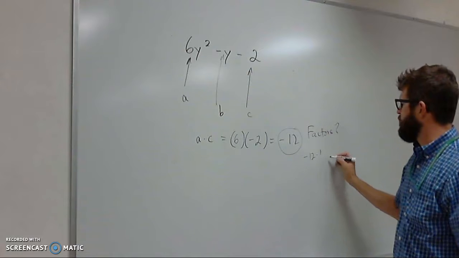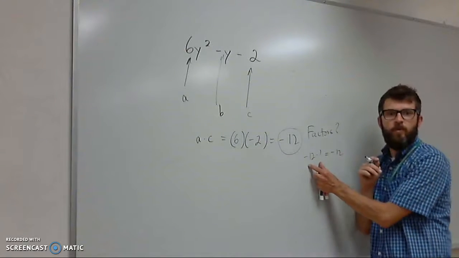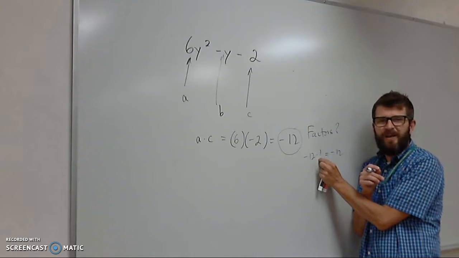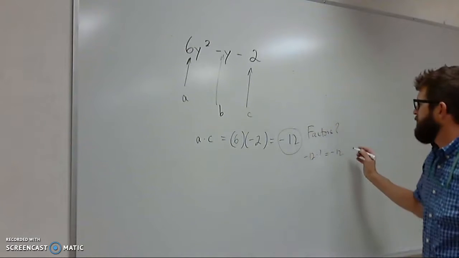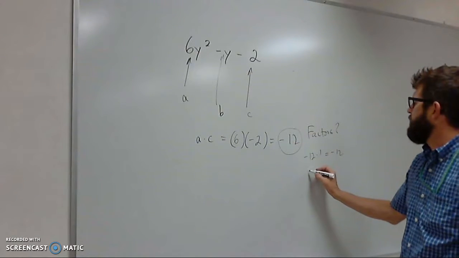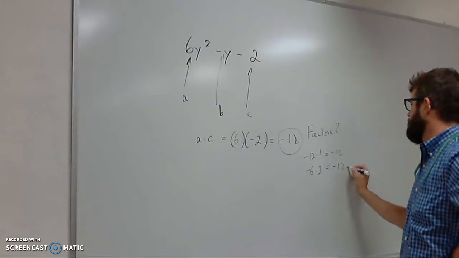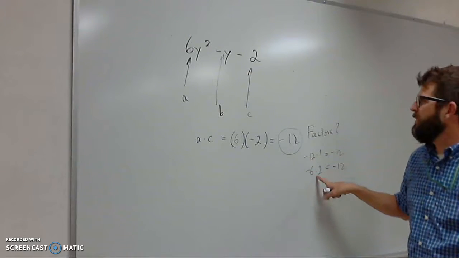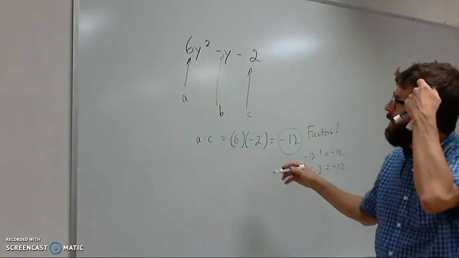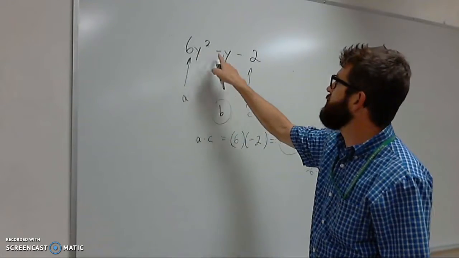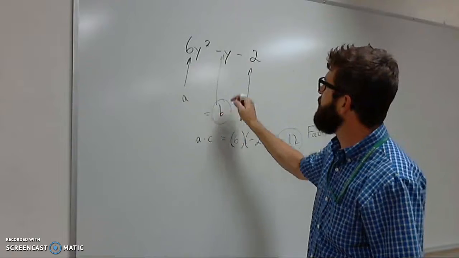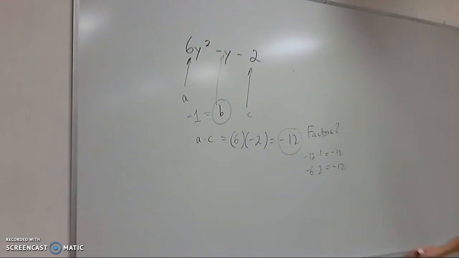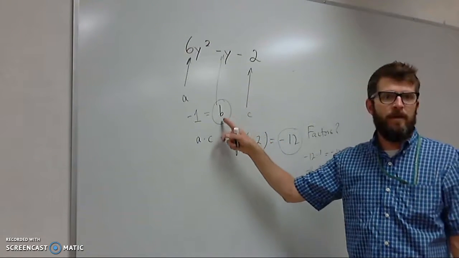Well, negative 12 times 1 is equal to negative 12. So negative 12 and 1 are factors of negative 12, but when I add these together, negative 12 plus 1, I get negative 11. So that's not the numbers I'm looking for. Let's try another pair of factors of negative 12. How about negative 6 times 2? That's negative 12. But when I add these numbers up, negative 6 plus 2 is negative 4, which is not equal to B. I should mention, too, B in this problem, 6y squared minus y minus 2, is negative 1. So we're looking for factors of negative 12 that when I add them up I get negative 1.